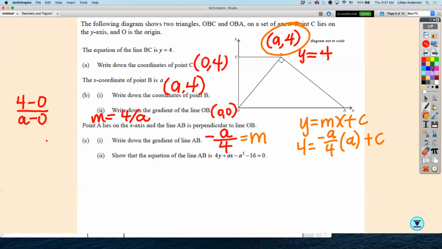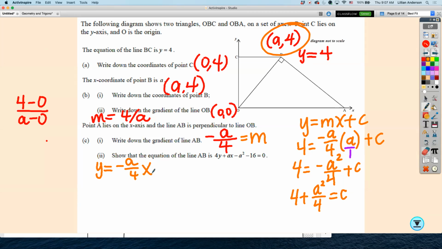Now that A is A over 1 when you're multiplying, so a calculator is not really going to help you here. So what's negative A over 4 times A over 1? Very good. So then C is going to be 4 plus A squared over 4. That's the value of C. So my equation in gradient intercept form is going to be y equals negative A over 4x plus 4 plus A squared over 4, because that 4 plus A squared over 4, that's my C. My M is negative A over 4.